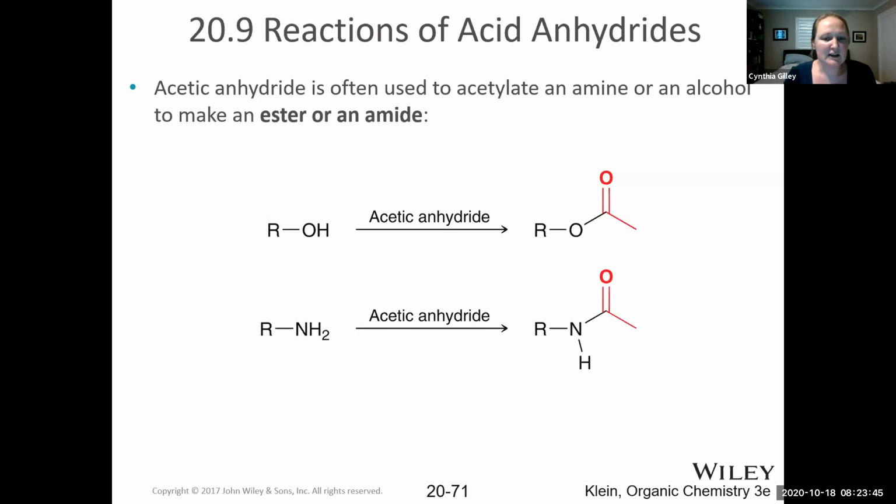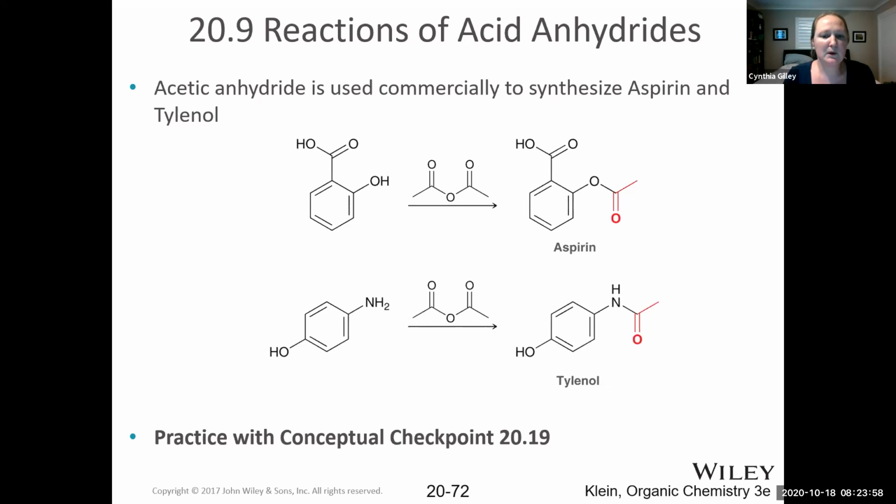Acetic anhydride is actually a fairly useful reagent. We can use it to acetylate an alcohol or an amine, and this will produce an ester and an amide. For example, we can see that in the production of aspirin, a key step is using acetic anhydride to acetylate this phenol. And also in Tylenol, we use acetic anhydride to acetylate the aniline, making this amide.